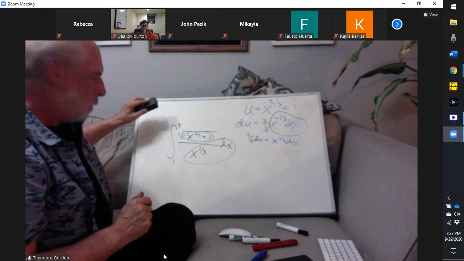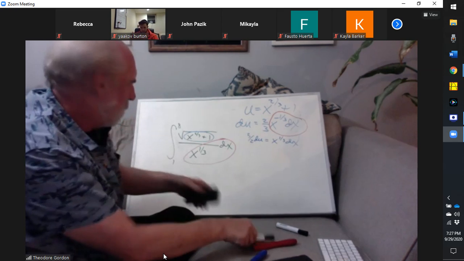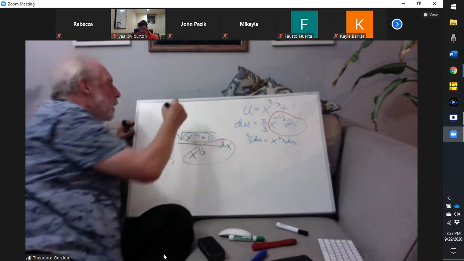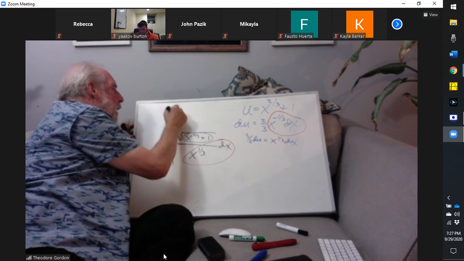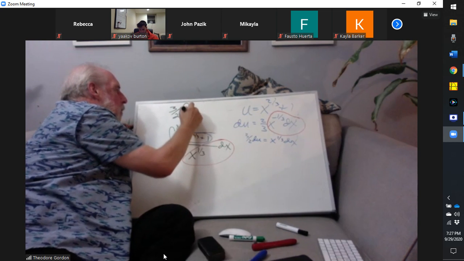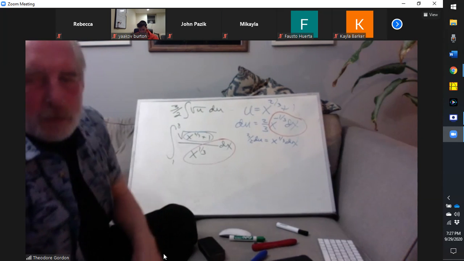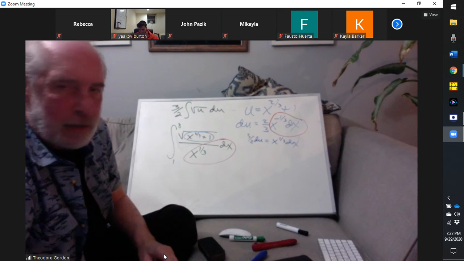And let me see here. I kind of ran out of space. Sorry. So we get 3/2, the integral, the square root of u du. It all turned into that. Pretty slick, right?